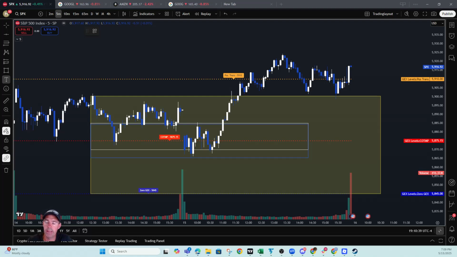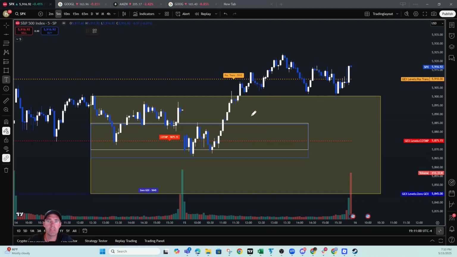So looking at the TradingView chart, this is a 5-minute chart with our TradingView levels overlaid, full complex, and then our DEX and GEX transitions. The DEX transition is the blue box, the GEX transition is the white box. And then what we refer to as our drunken sailor range is the yellow box here.